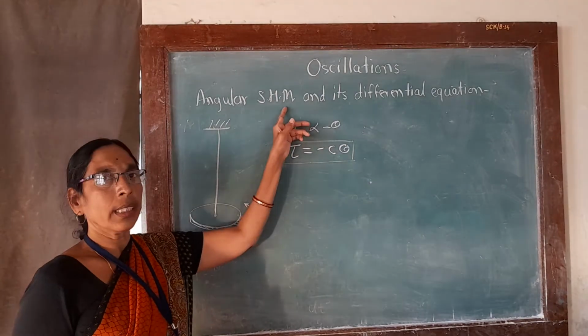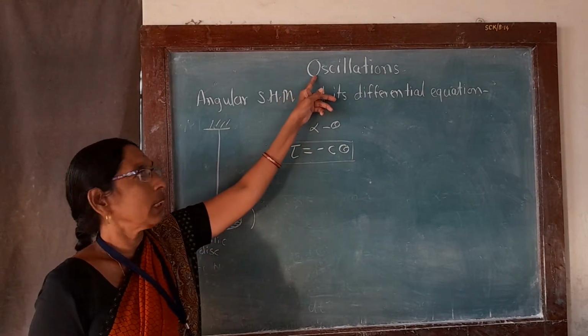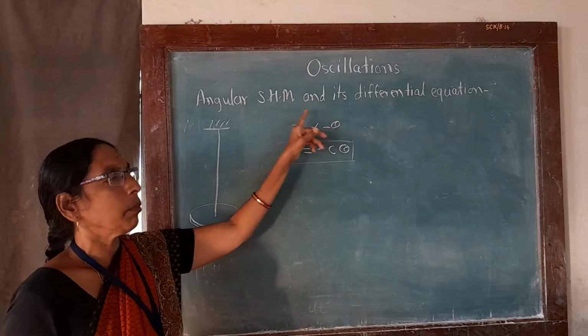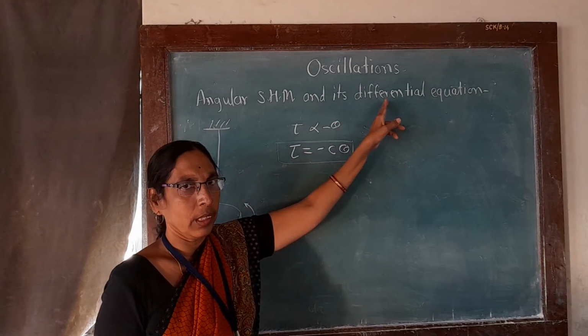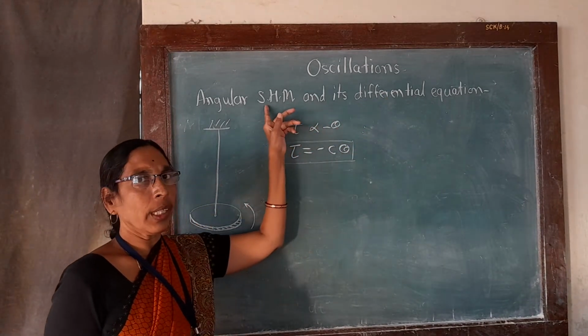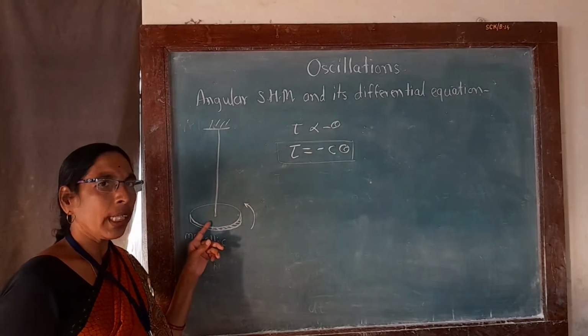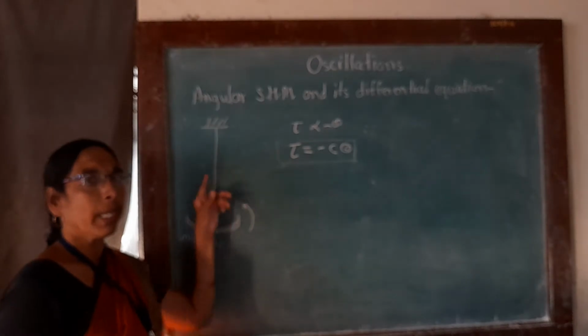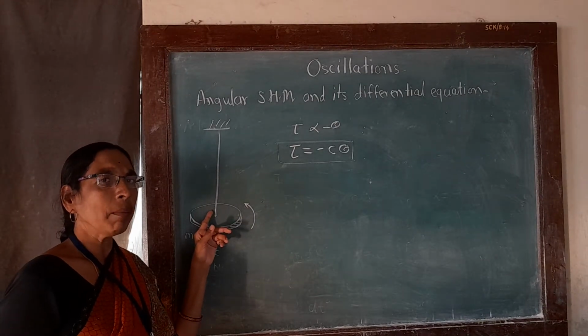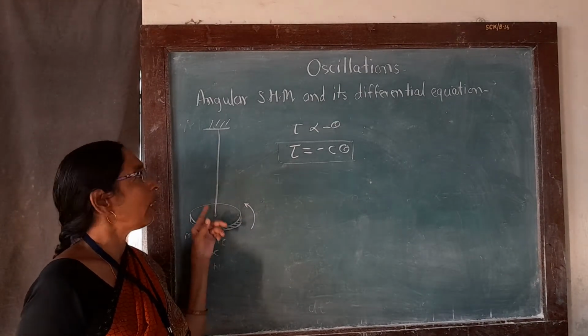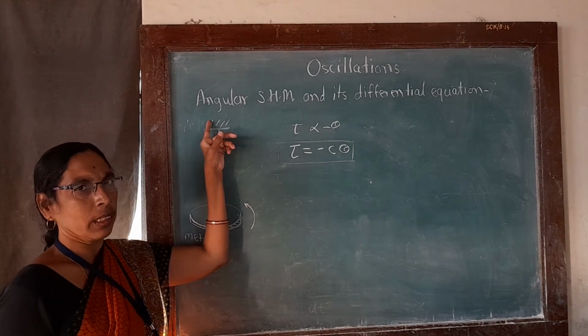Now we will study the next point in this topic, oscillations, that is angular SHM and its differential equation. To study this angular SHM, we will consider a metallic disc which is attached centrally by a thin wire, which may be metallic wire or nylon wire, which is hanging from a rigid support.